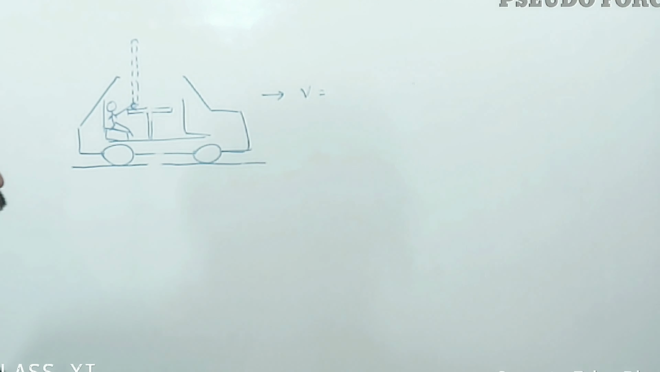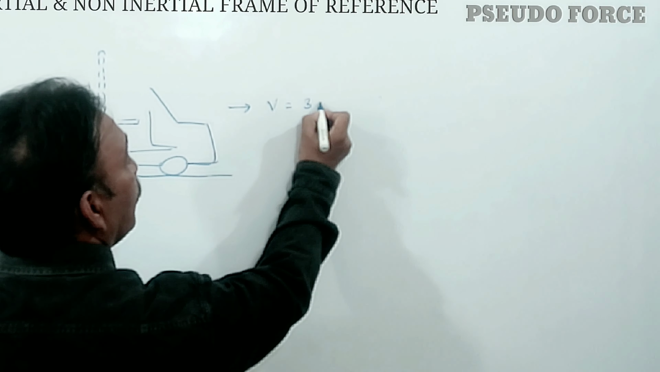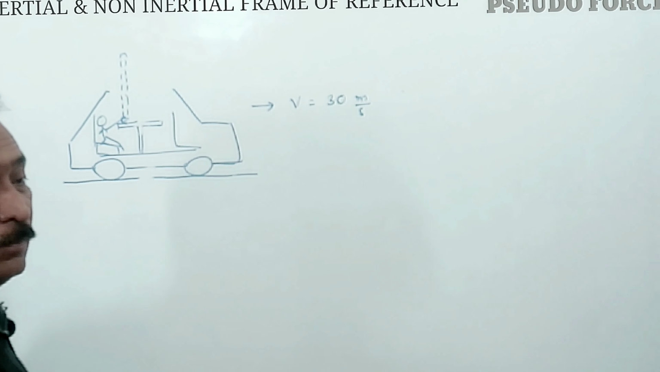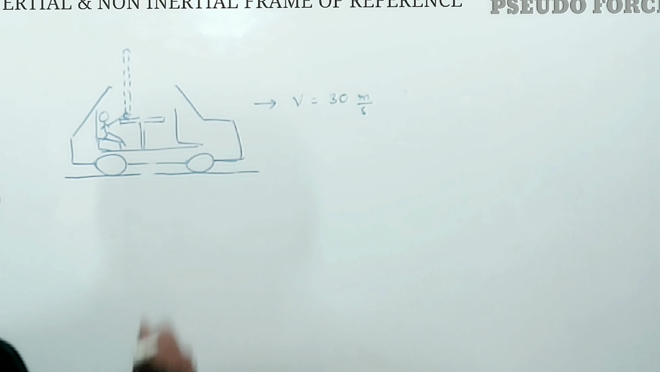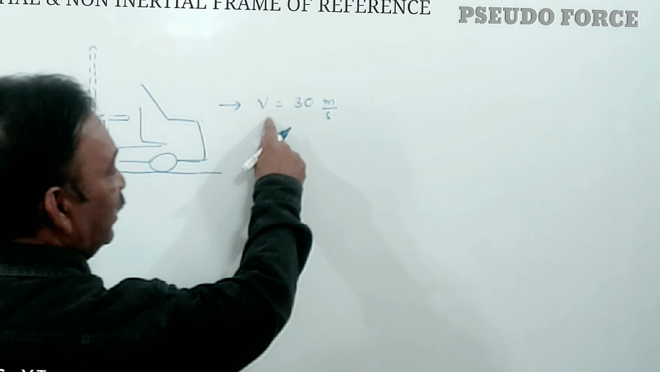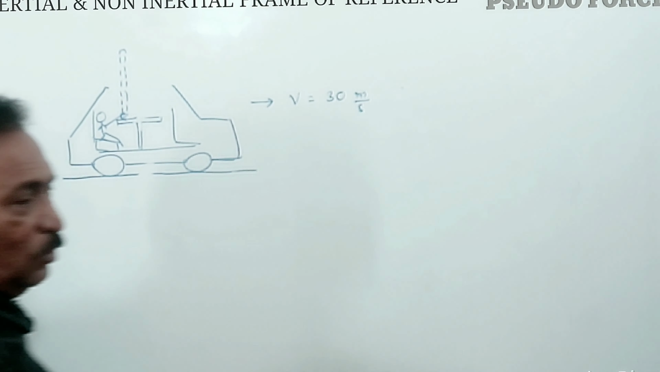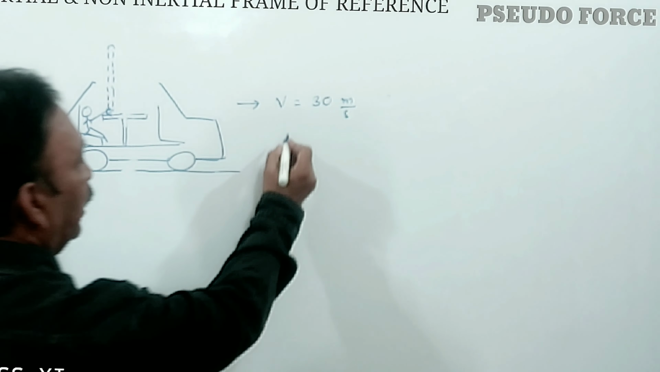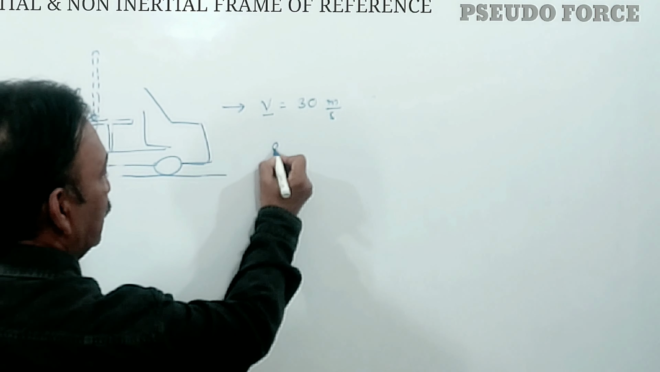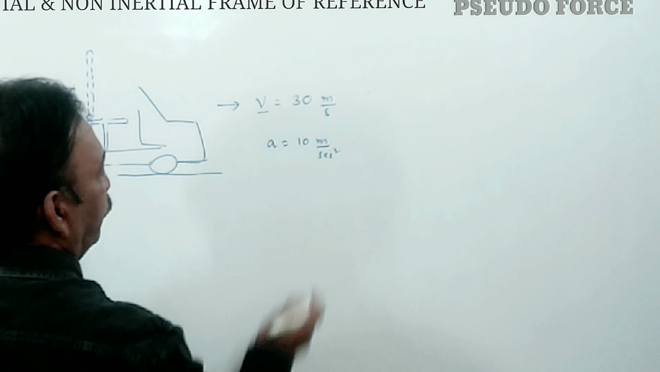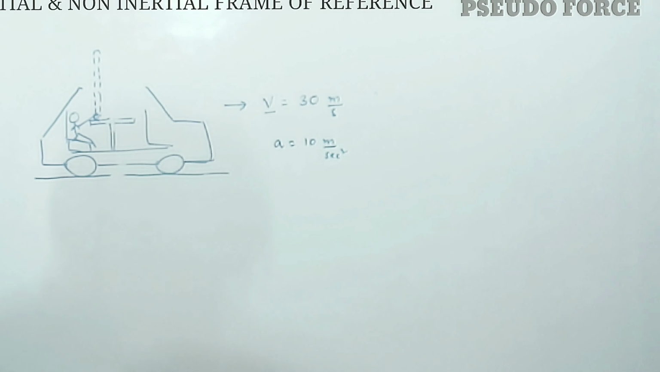Okay, students? Let's say it is moving with 30 meters per second. Okay, and it has an acceleration of 10 meters per second. It is accelerating. Means what? Its velocity is changing from 30 to 40. It is accelerated motion. Think what happens. It is accelerating, it is non-uniform. Say acceleration is equal to 30 meters per second square. Sorry, 10 meters per second square.